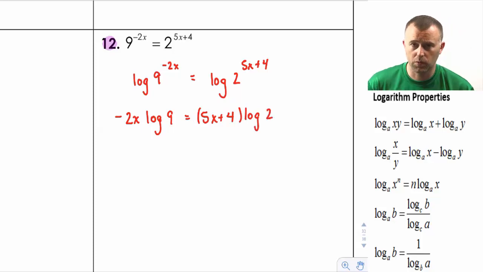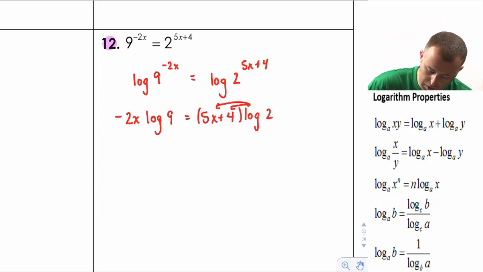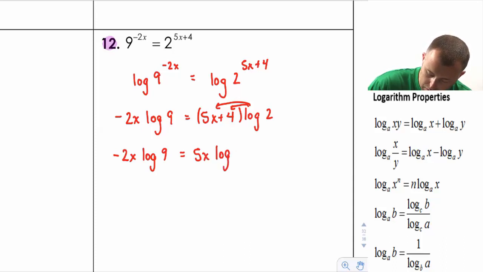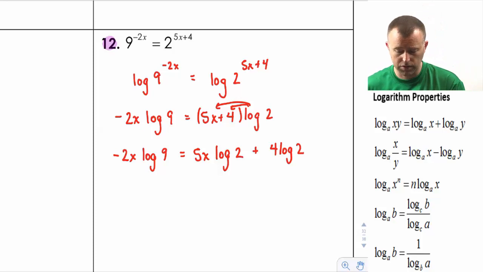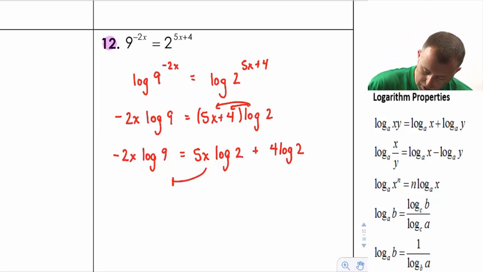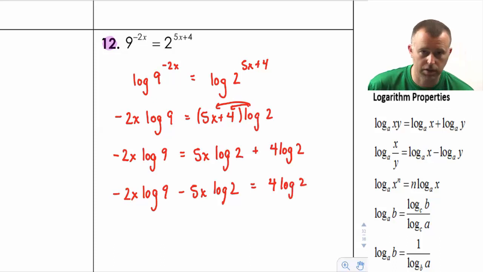So again, on this one, remember we want to get the x's on one side of the equation. In order to do that, I am going to need to distribute that log first. So I copy down the left-hand side, and that's going to equal 5x log 2 plus 4 log 2. Now I'm able to, again, get my logs on one side of the equation. So when I do that, I'm going to move this log over here to the left-hand side. So that's going to be negative 2x log 9 minus 5x log 2 equals 4 log 2, or a constant on the other side.